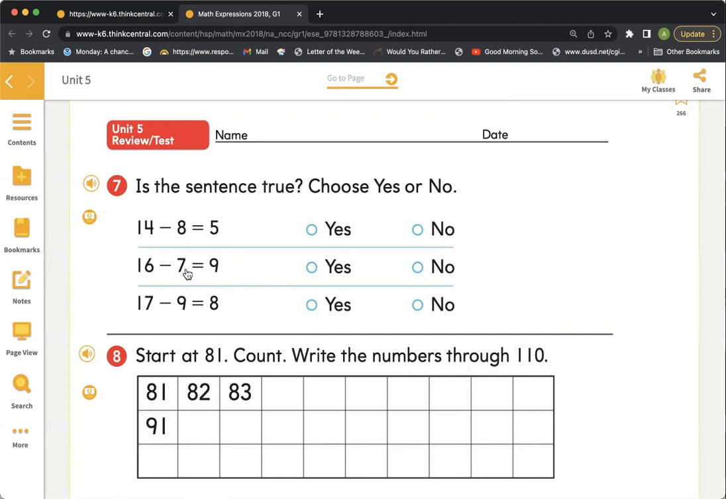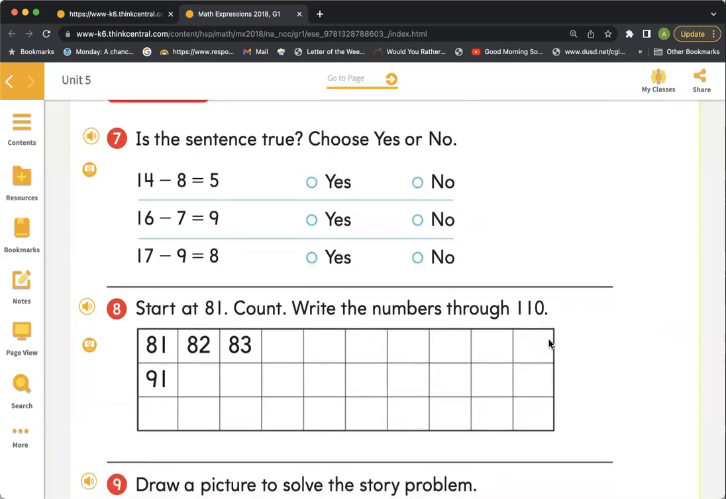Does 16 minus 7 equal 9? Yes or no? Does 17 minus 9 equal 8? Yes or no? Remember, solve these problems and decide if they are true, or if they are not, then no, they are false. Pause to solve. Press play when you're ready to begin.